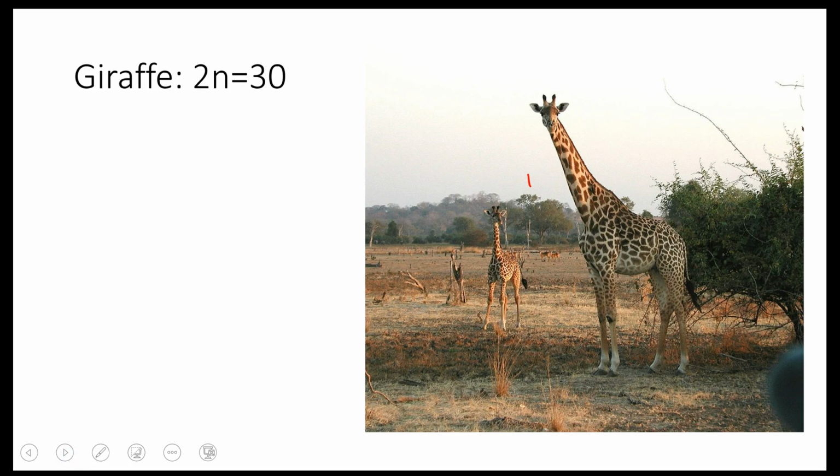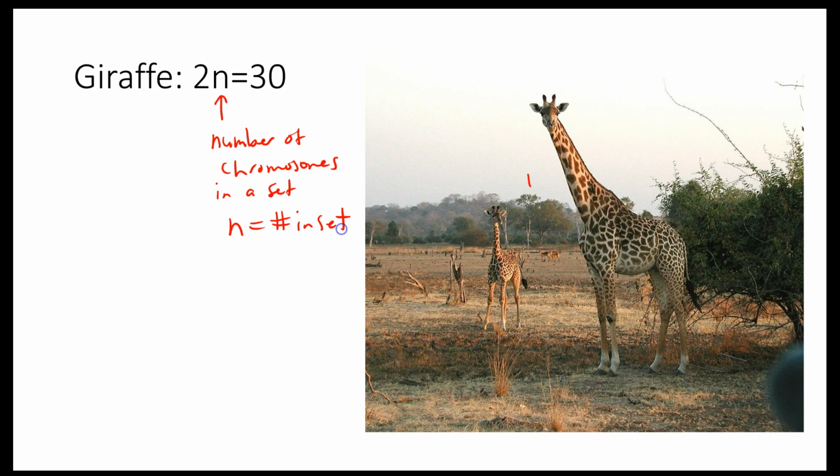You can finally get to this giraffe picture we keep jumping to. So for a giraffe that has a 2n of 30, you can visualize both types of cell cycle pretty easily. So let's describe what this means right here. So this n stands for number of chromosomes in a set. So n equals number in set.